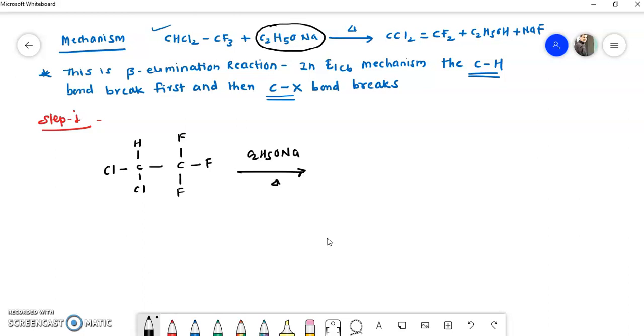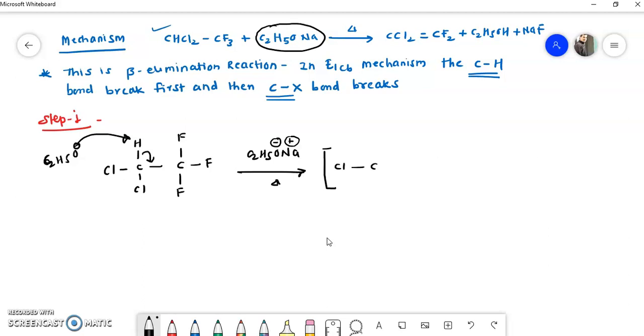So this C2H5O minus is the negative part of this base and this is the positive part of this base. So what happens, the base C2H5O minus comes here, and this base abstracts this beta proton. So what happens, due to this the bond gets shifted here. So we can write here the transition state of this attack.